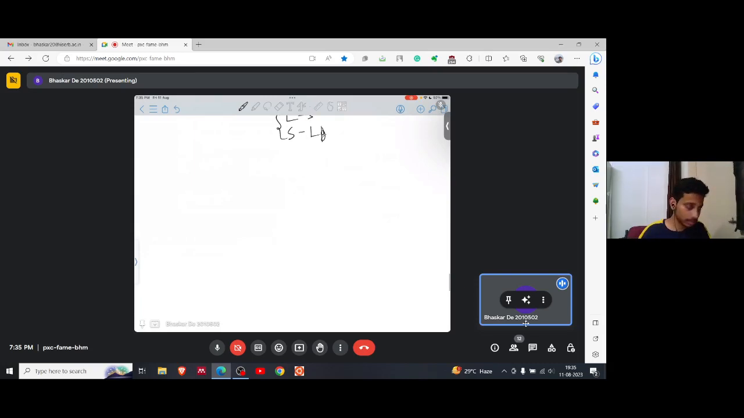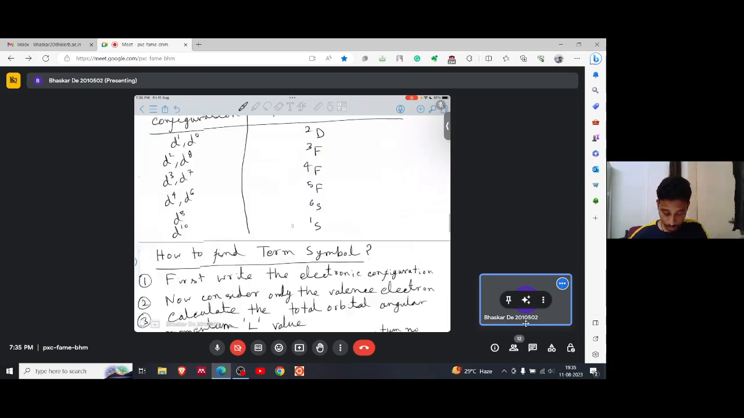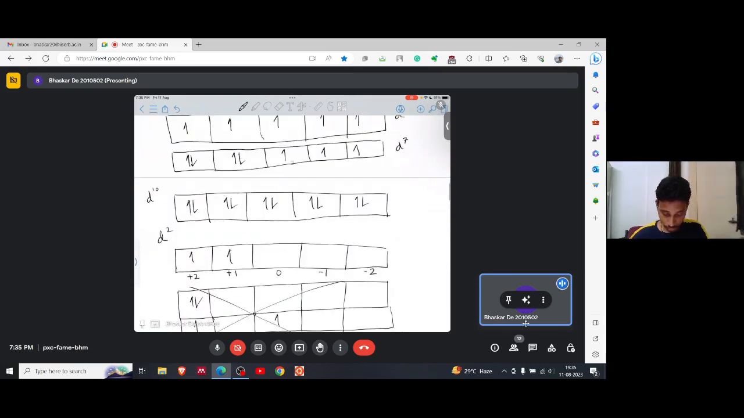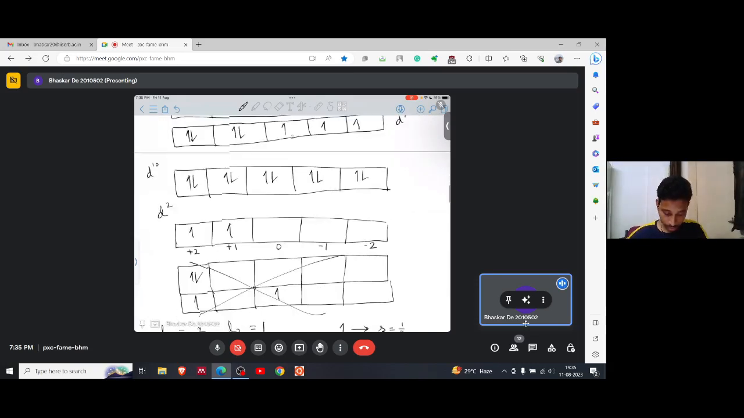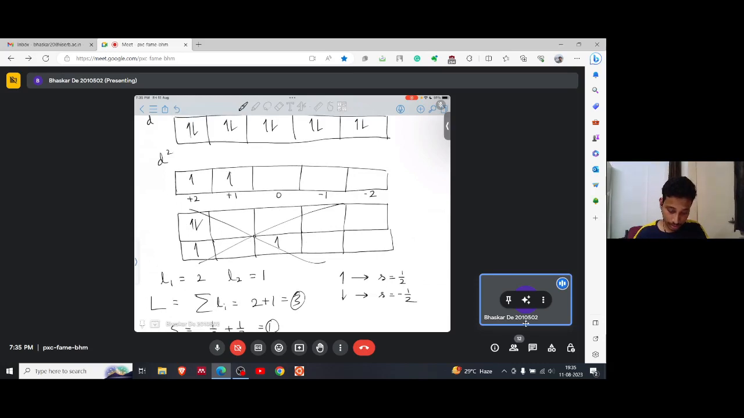Now I will give another example of P2 configuration. But before P2 configuration, I will just show how the steps are followed for D2. As I have mentioned, when we are talking about D2, that means the electrons are placed like this: in plus 2 there is one electron, in plus 1 there is one electron, and 0, minus 1 and minus 2 are empty.